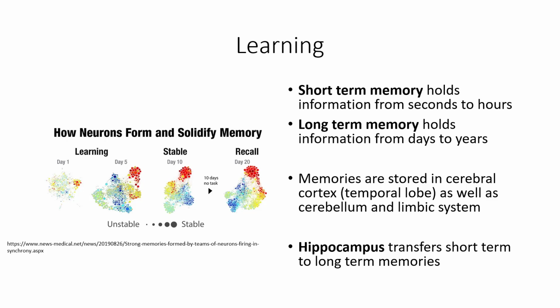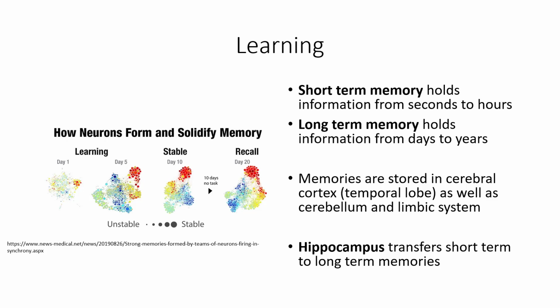Memories are stored in the cerebral cortex, specifically the temporal lobe, as well as in the cerebellum and limbic system, depending on what type of information they are and where they need to be processed properly. The hippocampus is key to transferring short-term memories and converting them into long-term memories.